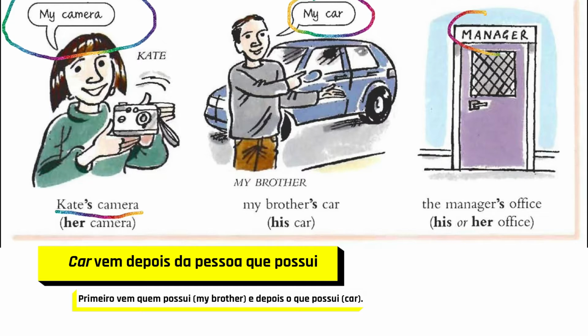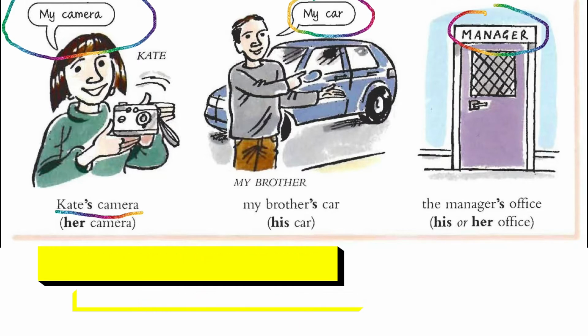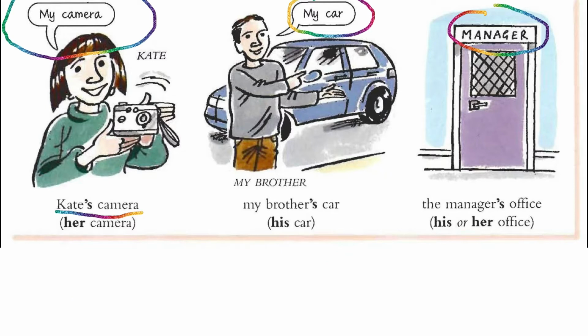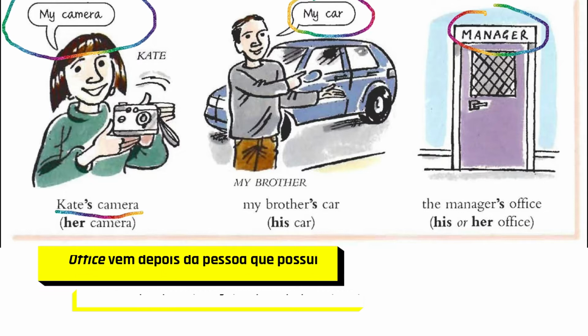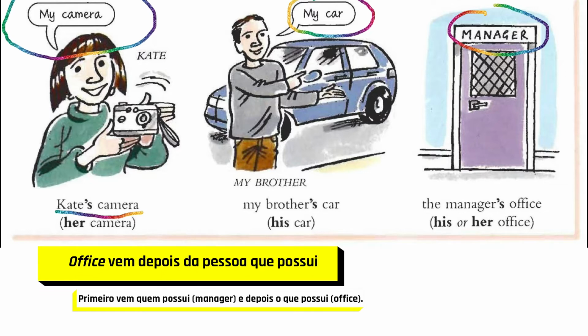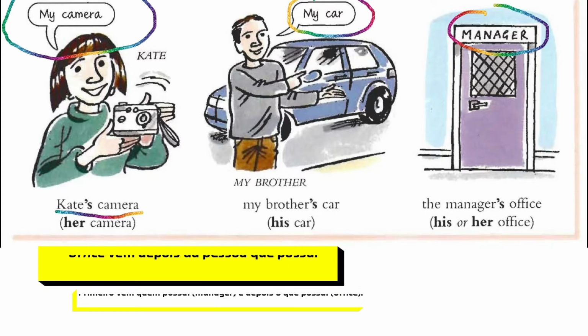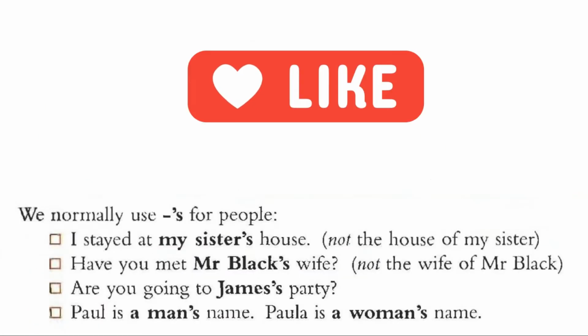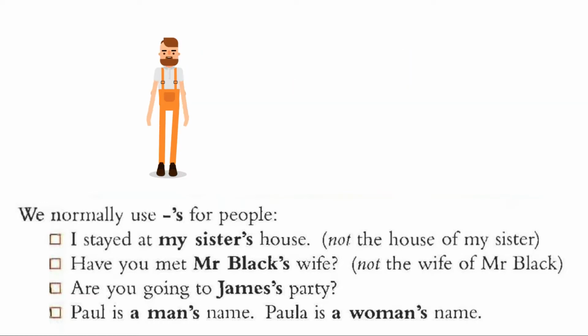Here, manager. The manager's office. The manager can be a he or she, so we can have his or her office. So the manager's office, his or her office. So the apostrophe S we normally use for people.